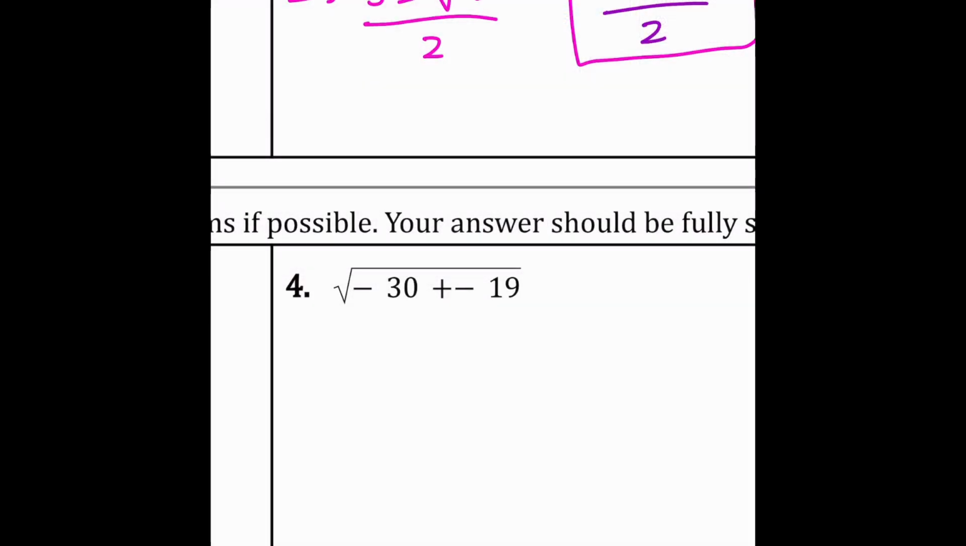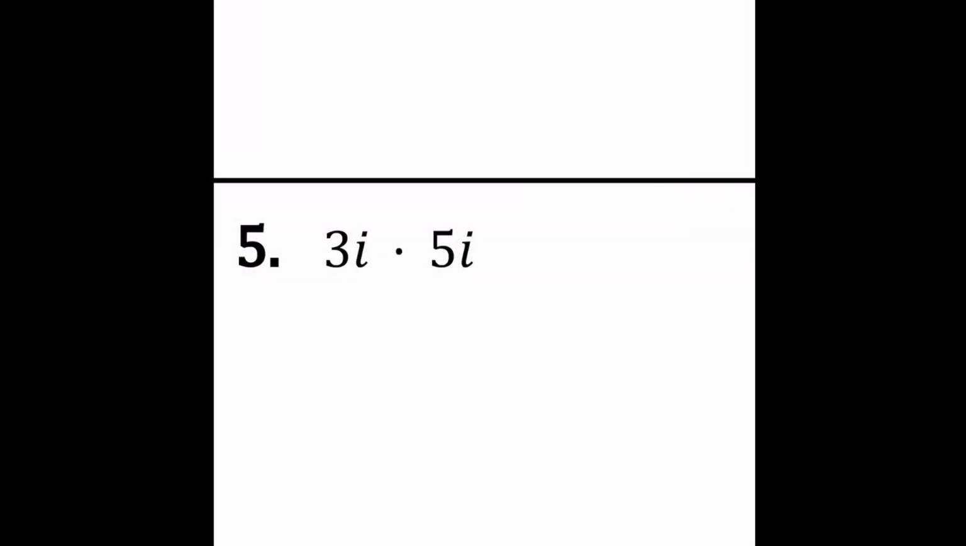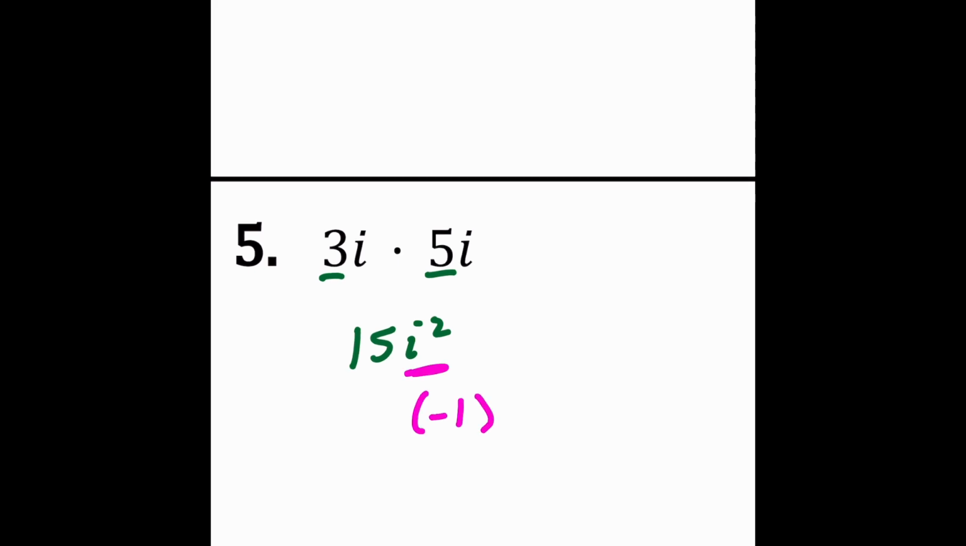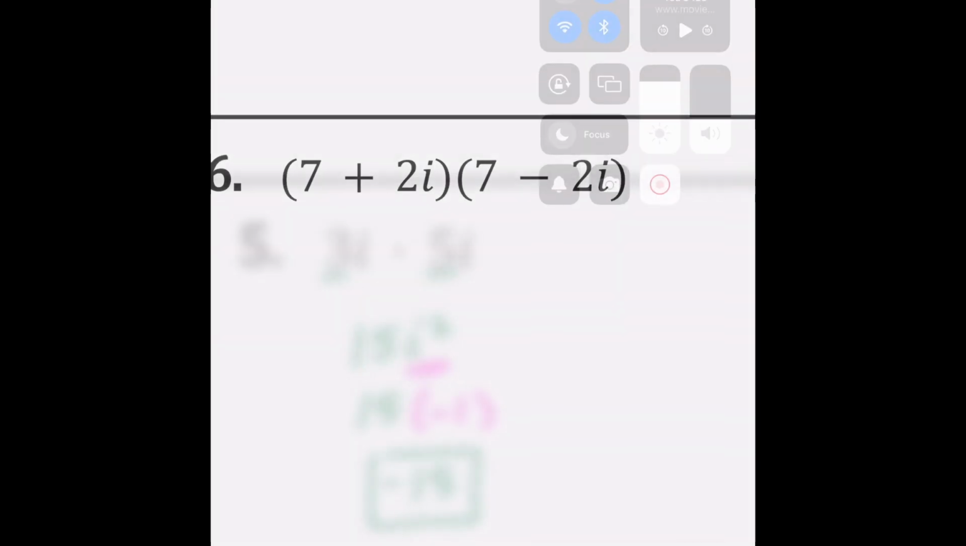To do number 4, I'm going to simplify what's in the radical, where I get negative 49, and I should know that 49 is a perfect square, so I know it would give me 7, and since it's a negative inside, that tells me it's imaginary, so my answer is 7i. Again, I take my whole numbers, I get 3 times 5 is 15, and i times i is i squared, where I should know that i squared is negative 1, so negative 1 times 15 should give me negative 15.